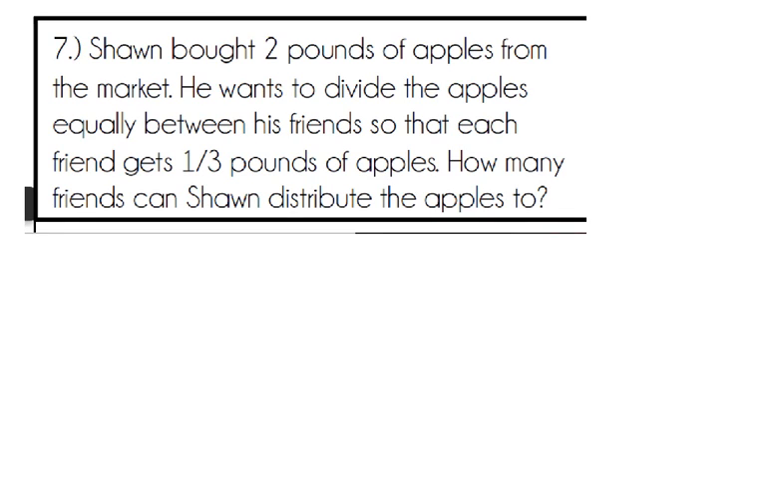And then we have this one. Sean bought 2 pounds of apples from the market. He wants to divide the apples equally between his friends so that each friend gets 1/3 pounds of apples. How many friends can Sean distribute the apples to? Well, your keywords here are he buys 2 pounds. He wants to divide the apples equally between his friends, so each friend gets 1/3 pounds of apples. So you have to decide, are you going to be dividing 1/3 apples by 2 pounds, or the 2 pounds he bought by 1/3 that he's going to give to each friend? Okay, and then that'll tell you how many friends he can give the apples to.